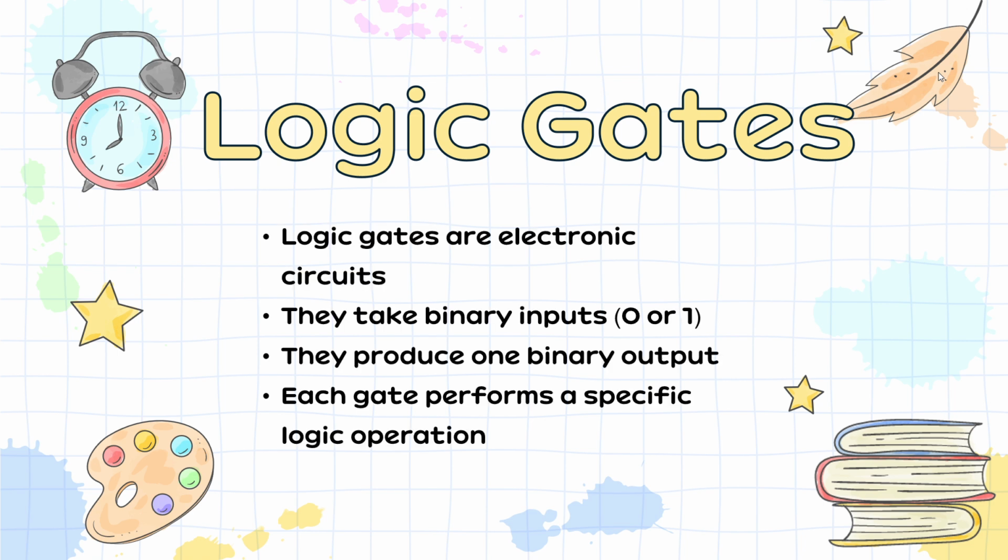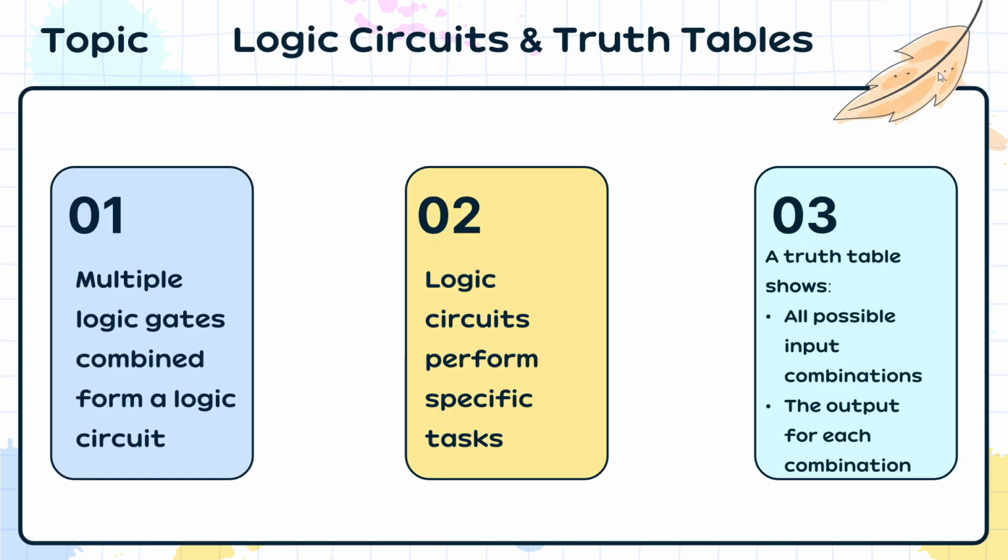Why is Boolean logic used? Computers do not understand words or emotions, they only understand on and off signals. That's why Boolean logic is used in computers and electronic circuits, to process information and control different operations.